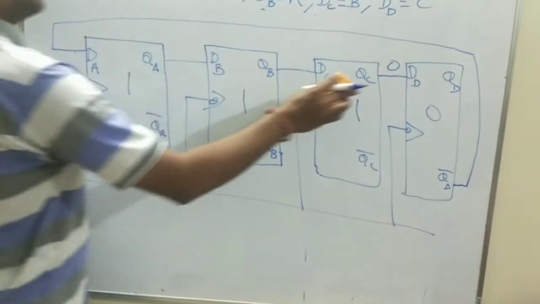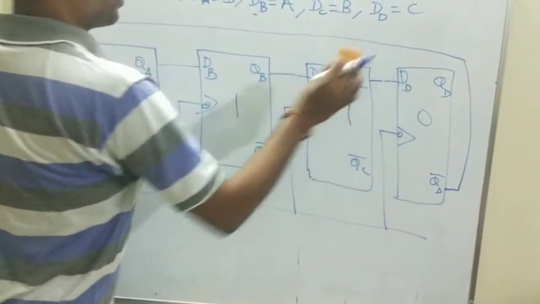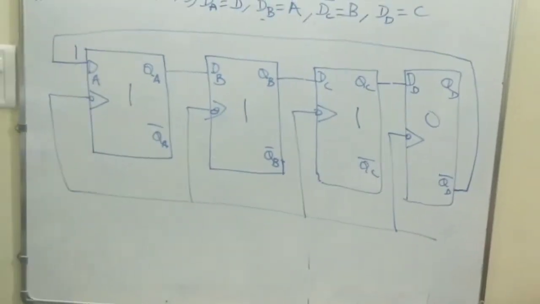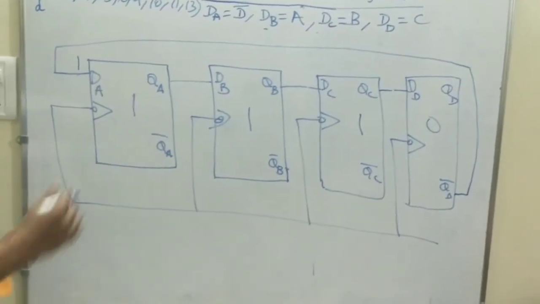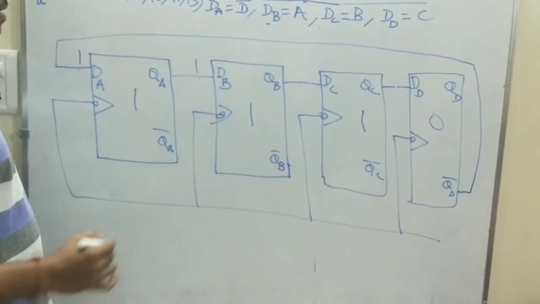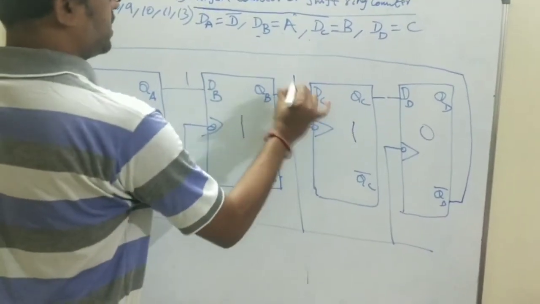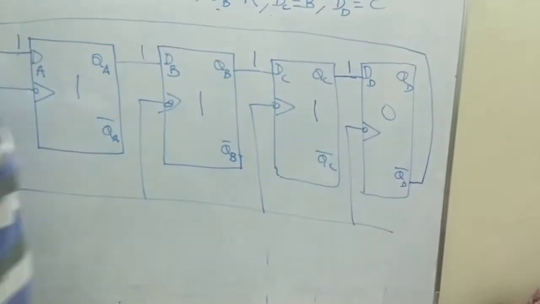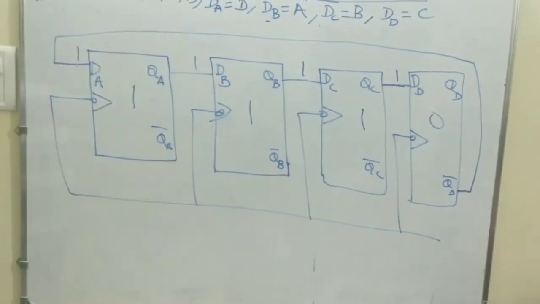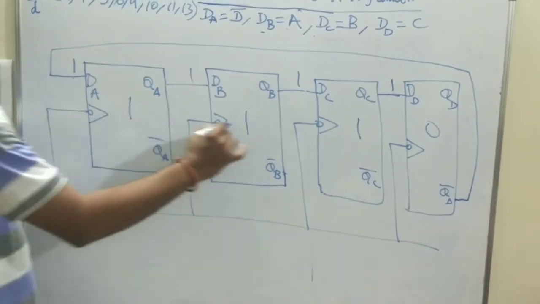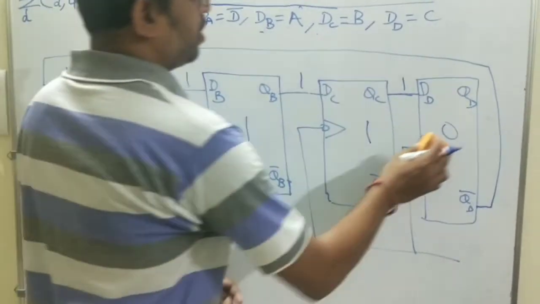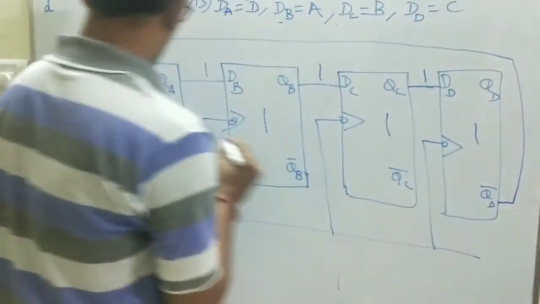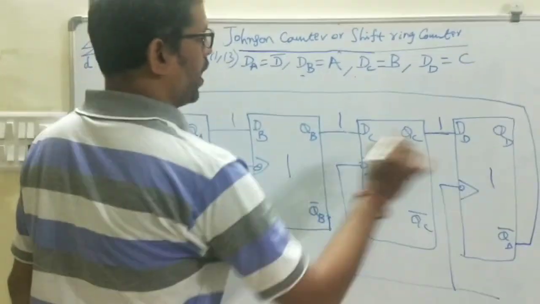Then for the next state, what is the value? DA is going to be 1 now because DD has the value 0, which is complemented to 1. DB will be taking the value of 1. DC is also 1. DD will also be taking the value of 1. Now you apply the clock pulse. What will happen? All the flip-flops would be having the value 1. So now it reaches 1 1 1 1.